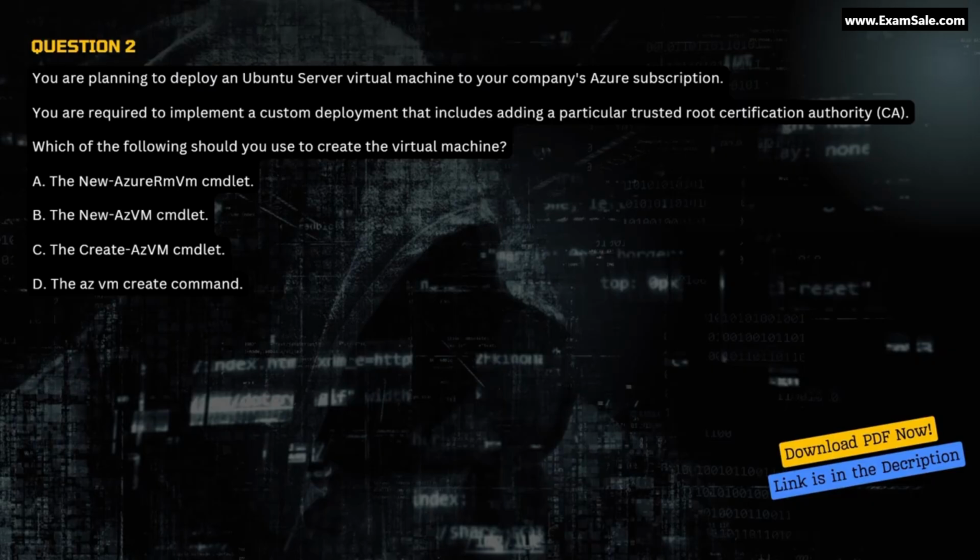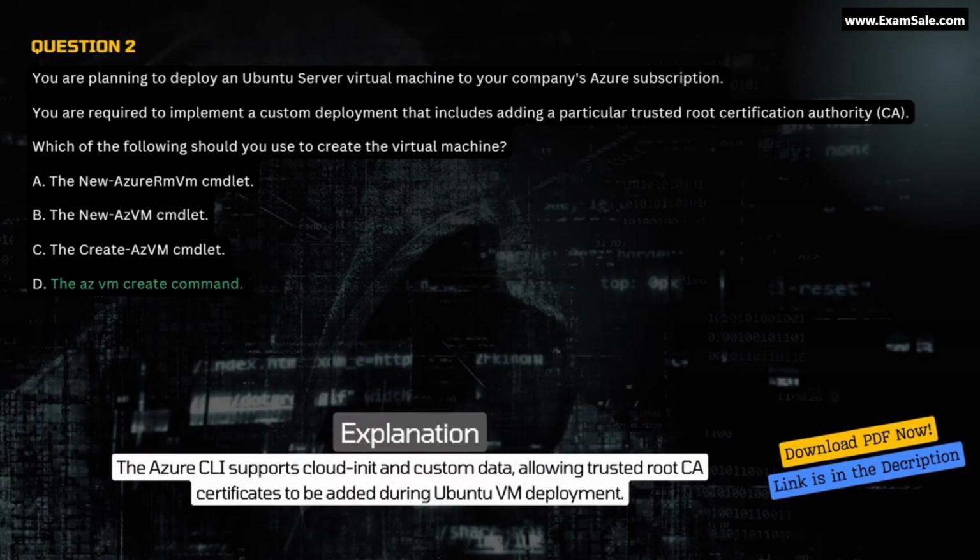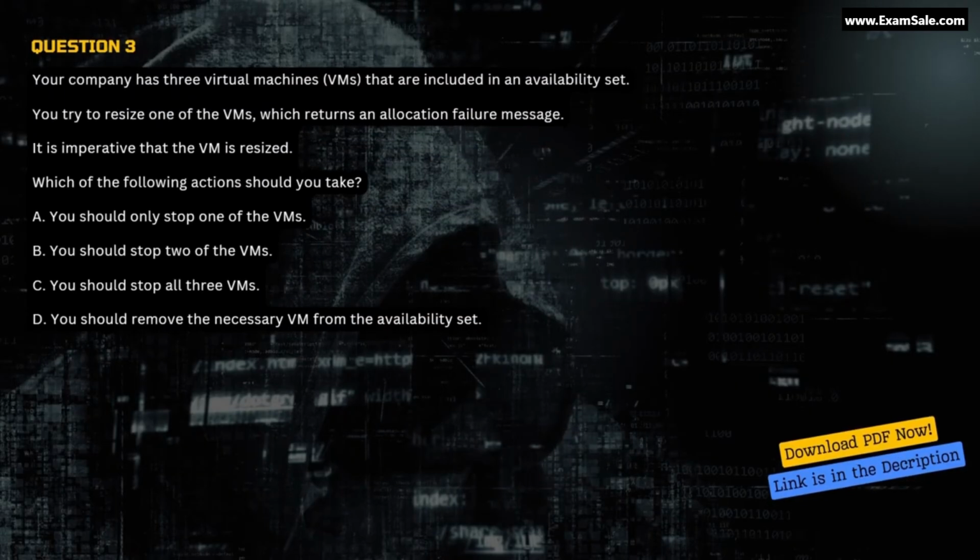Correct answer D. The az vm create command. Explanation. The Azure CLI supports cloud-init and custom data, allowing Trusted Root CA certificates to be added during Ubuntu VM deployment.